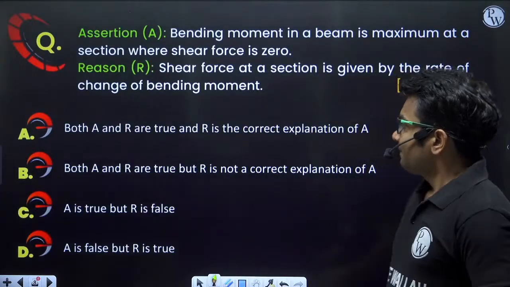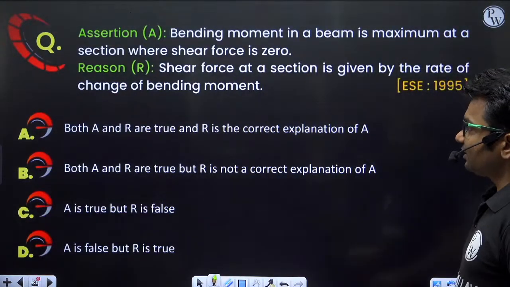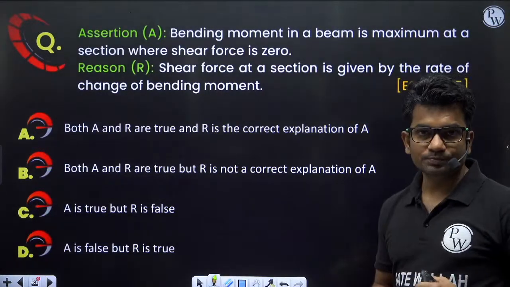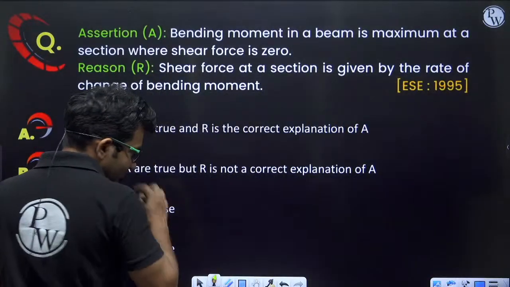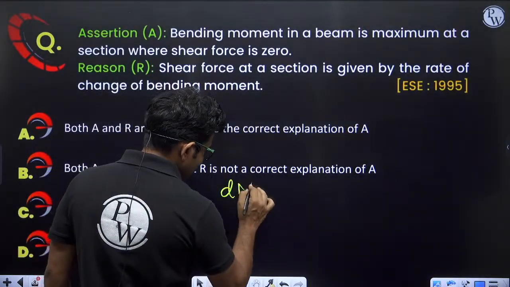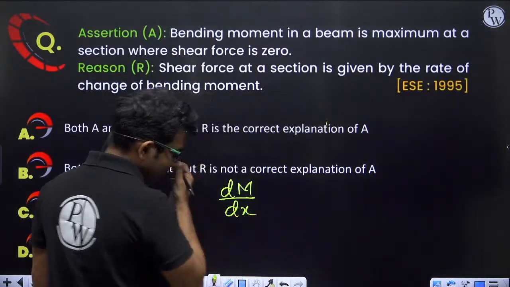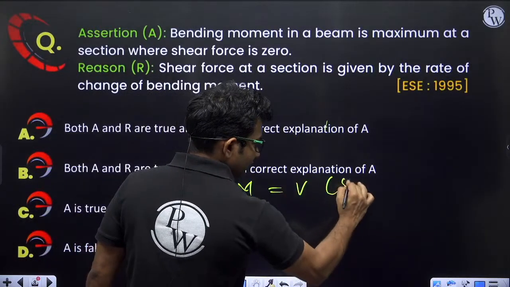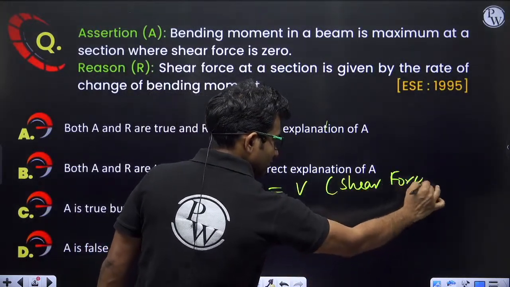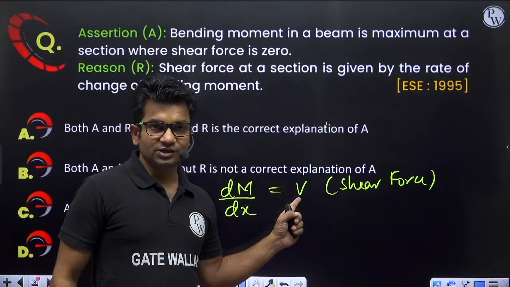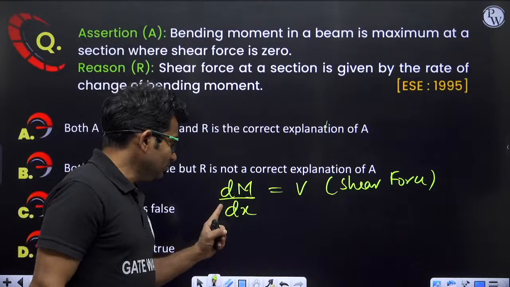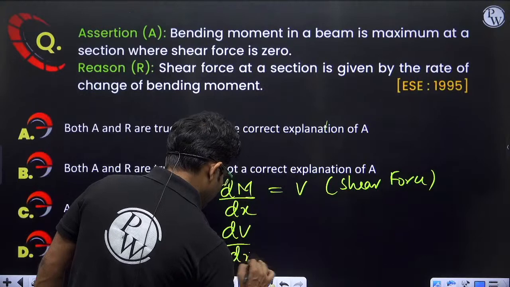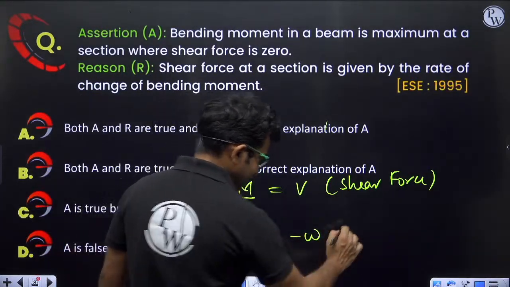Okay, next question. Assertion and reason. Bending moment in a beam is maximum at a section where shear force is 0. So in SFD BMD, one more concept is there, that rate of change of bending moment will be equal to shear force, or slope of bending moment diagram will be equal to shear force. Also, rate of change of shear force will be equal to loading intensity.